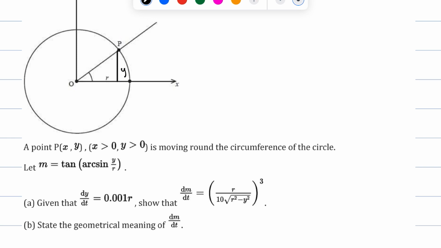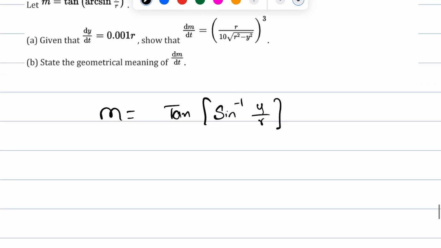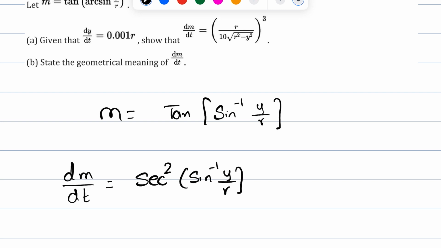Over here, y upon r. Given that dy by dt equals 0.001 r, show that dm by dt. So m equals tan of sine inverse of y upon r, and I want to find dm by dt. Differentiating with respect to t on both sides, dm by dt equals the tan derivative. We know secant square, secant square of sine inverse of y upon r, chain rule.